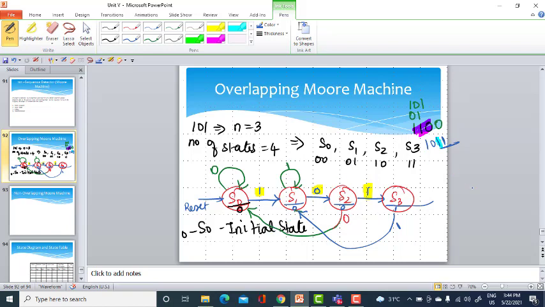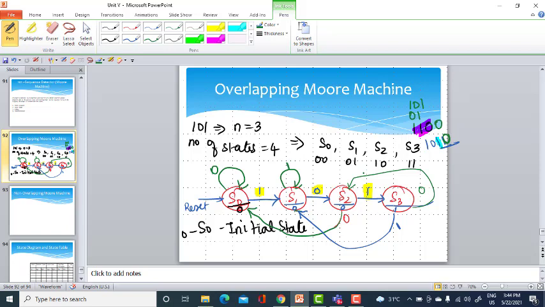Okay. So when we receive 1, we need to go to S1. In the same way, when we receive 0, 1 0 1 0. So now 1 0 is received, the correct sequence 1 0 is received. So you need to go to S2. This is your state diagram of the overlapping Mealy machine model.